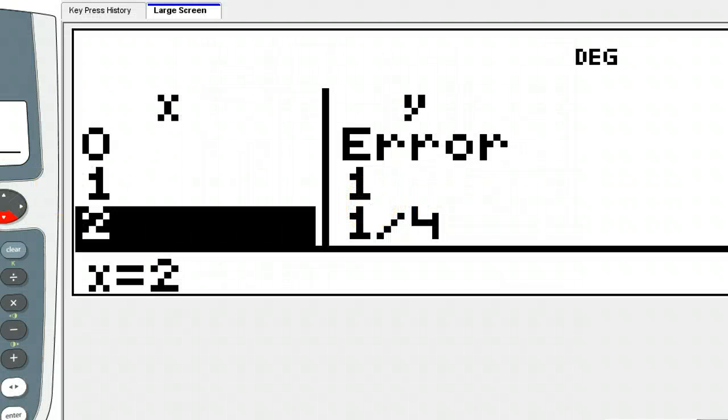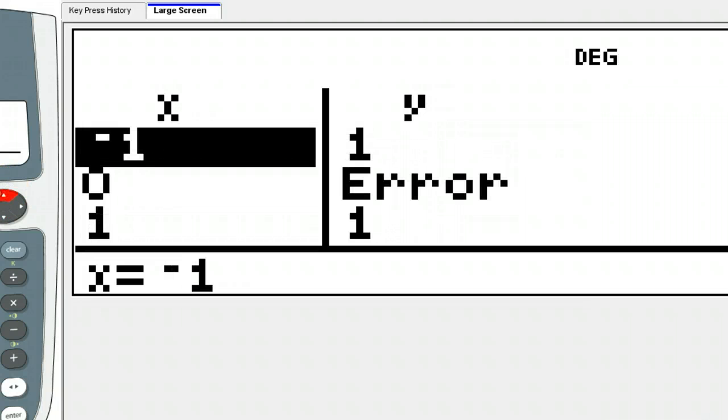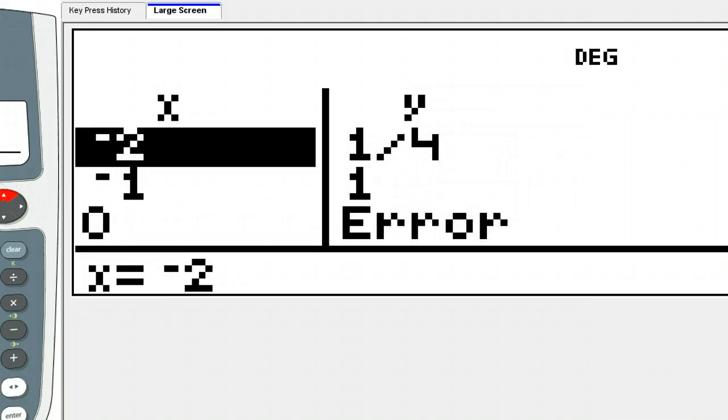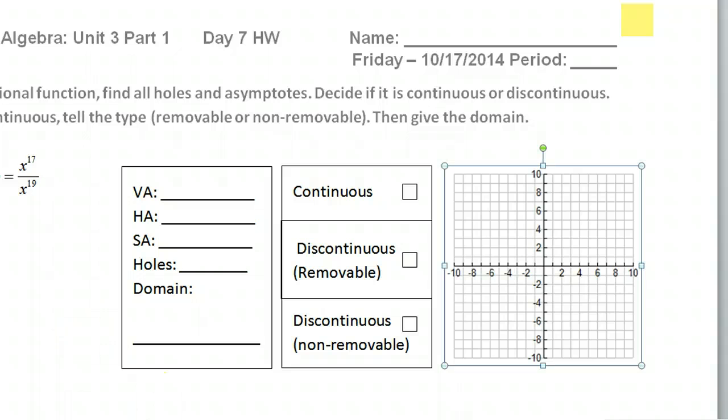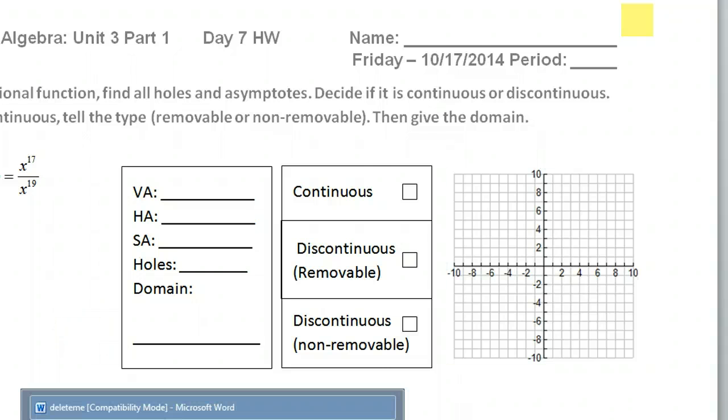Wait, so is this all positive? That's really interesting. Okay, yep, everything's positive. Just want to make sure I'm not missing it. Okay, now I want the decimals. Whoa, I got off track here.